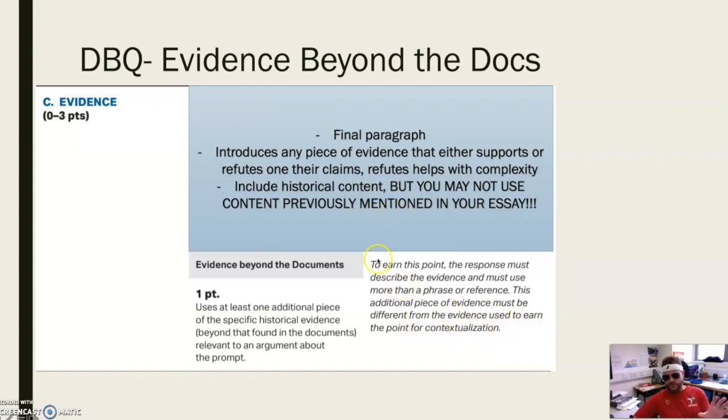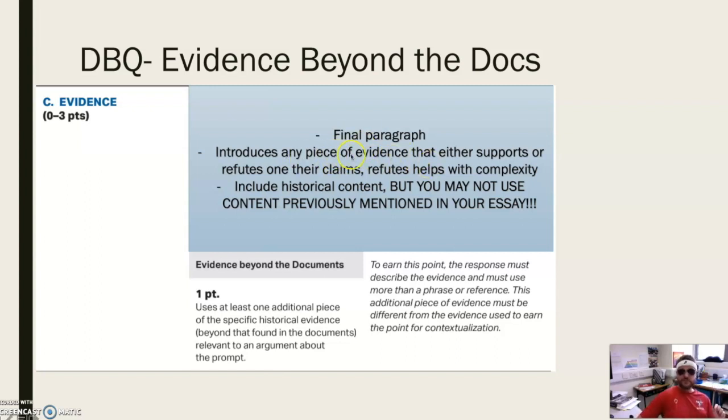So here's what's important with this, right? Any evidence you use needs to be relevant to the prompt. You can't just say, oh yeah, something else was happening in the world at this time. If it's irrelevant, it doesn't matter, right? It has to be relevant to the prompt. And also it cannot be part of your contextualization, right? It can't be something that you've used somewhere else in your essay. So it needs to be something on its own.